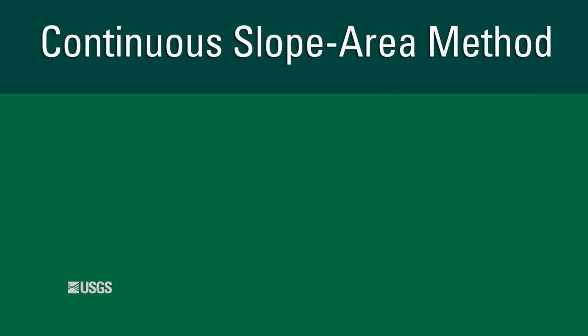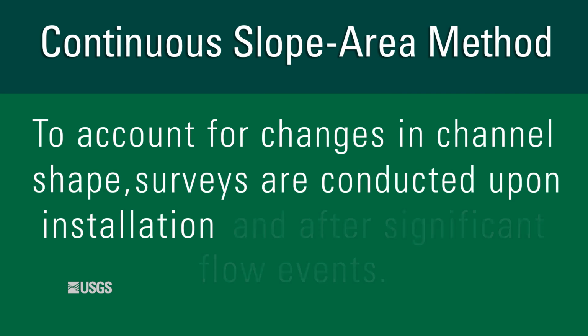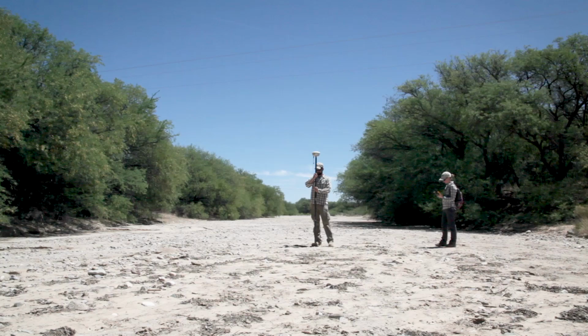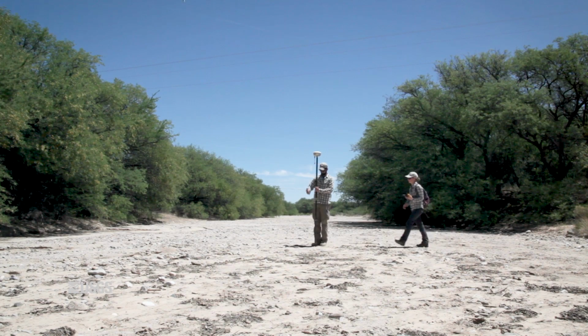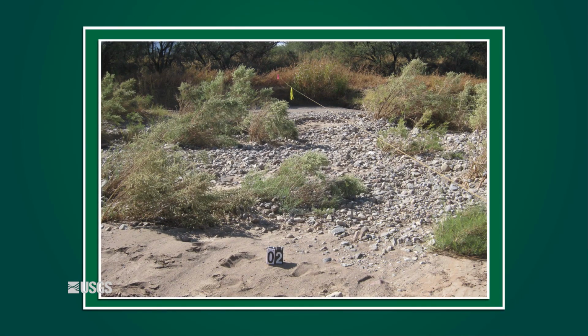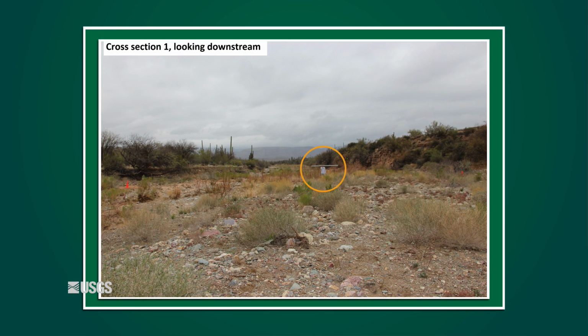To account for changes in channel shape, surveys are conducted upon installation and after significant flow events. You will need to survey the CSA pin elevations, cross-section geometry, high water marks, and gauge reference marks. A total station or RTK GPS unit can be used for these surveys. While in the field, you will also want to take photographs, noting the location and including something for scale, like someone holding a survey rod in the channel. This will help the evaluation of vegetation through time so that the channel roughness can be adjusted as it changes.